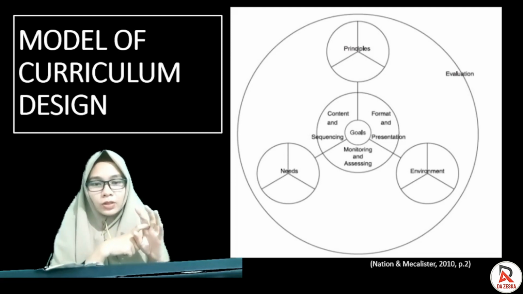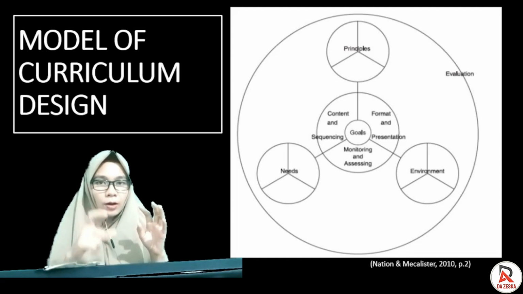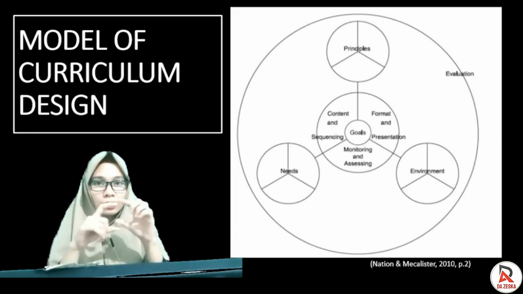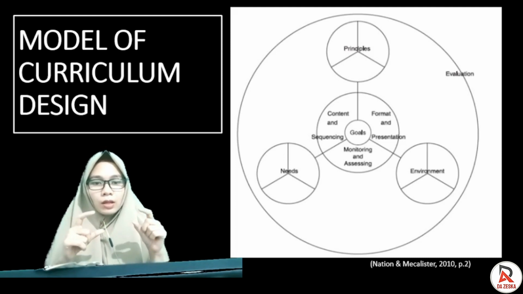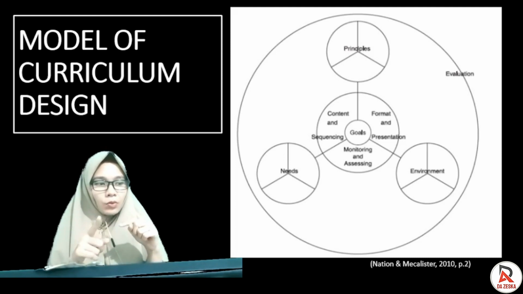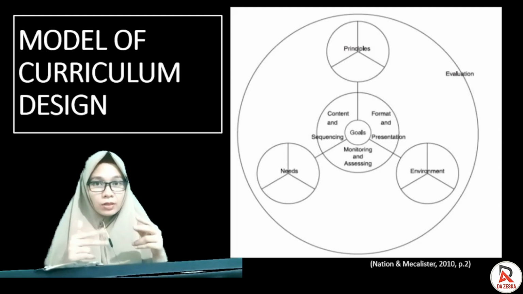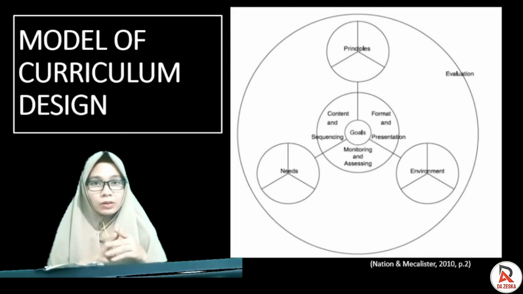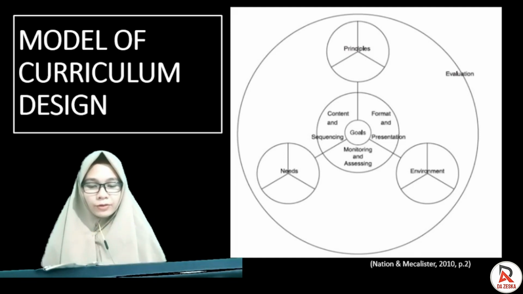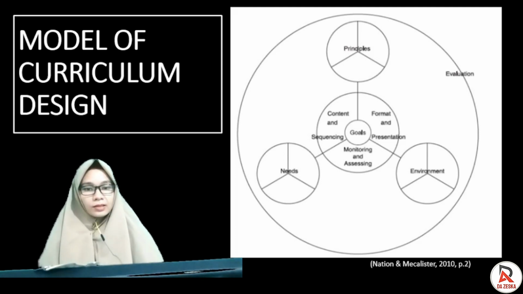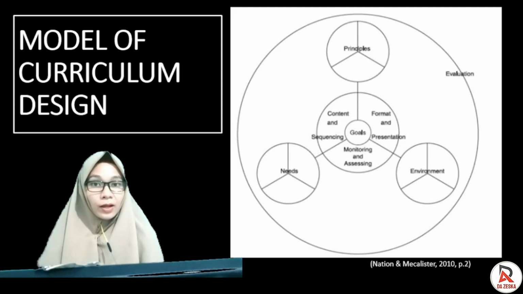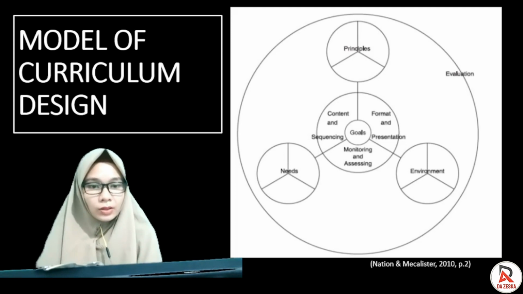So that's the function. And for the sequence, you have to think and consider that the contents or the materials that you provide to your students will not make them confused. So you've got to think about the sequences, or the hierarchy, or the order of the materials. Okay, I think that is clear about content and sequencing, because that's not really difficult actually.